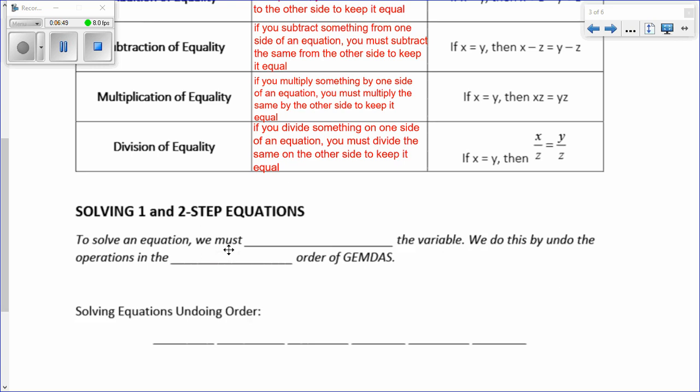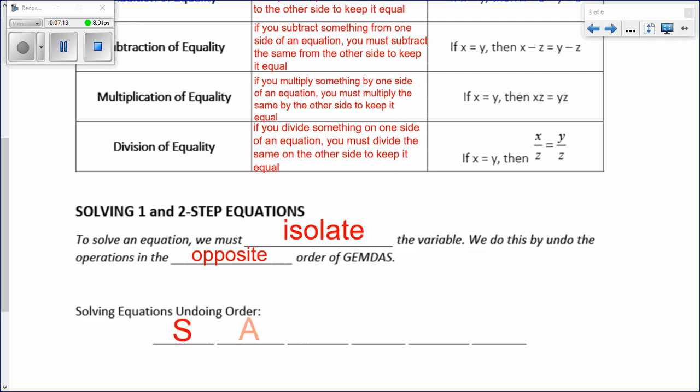All right, so to solve an equation, we must isolate the variable. So we're trying to get that by itself. And because we're working backwards, we undo the operations. And we do it in the reverse order of GEMDAS. So because we're undoing stuff and we're going backwards, we just reverse it. So to undo our operations, we follow a specific order. Instead of GEMDAS, we reverse that and we get SADMAG.